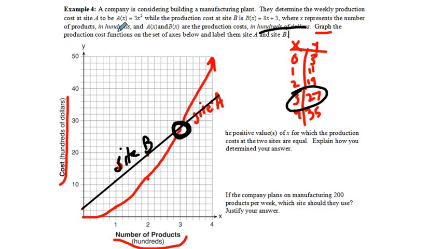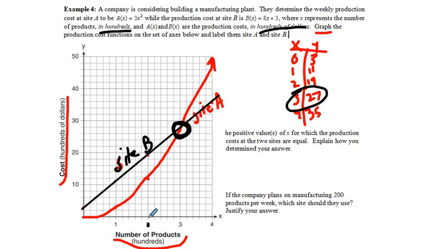Remember the units that we used in the example, in the write-up there. Sometimes we've got to go back and take a look. All right. Explain how you determined your answer. Well, we solved the system of equations. We looked for where the two graphs intersected. Part 2: if the company plans on manufacturing 200 products per week, which site should they use?